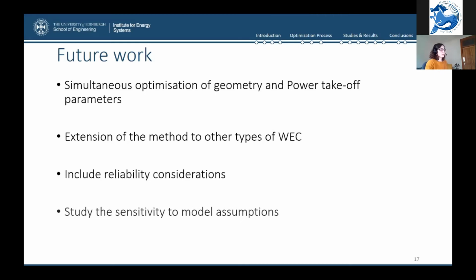And finally, it would also be interesting to study the sensitivity to the model assumptions. So for this purpose, I used a certain model, which is based on a range of assumptions. So it would be interesting to see how by applying different models, the optimal shapes might vary or not, and so to find what is the most suitable model for this purpose.